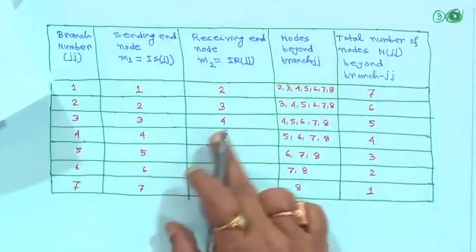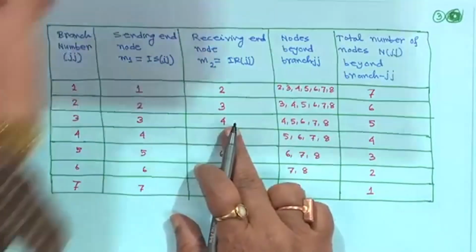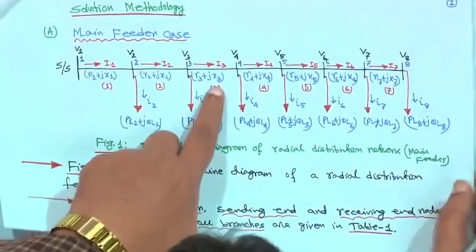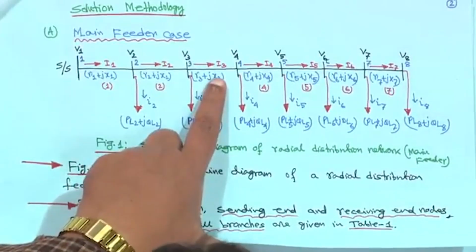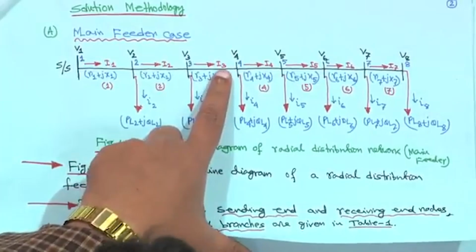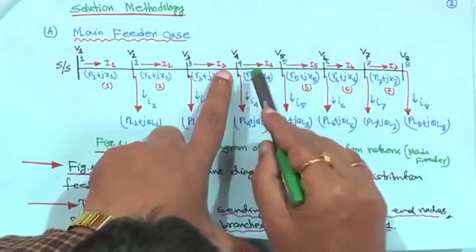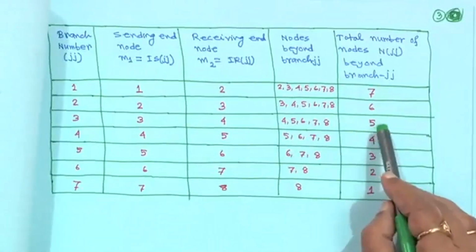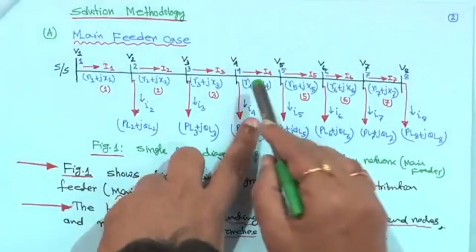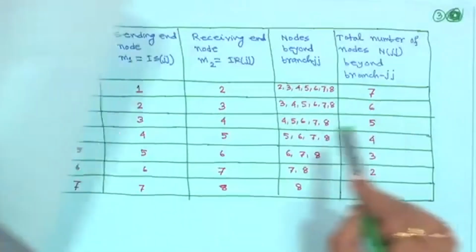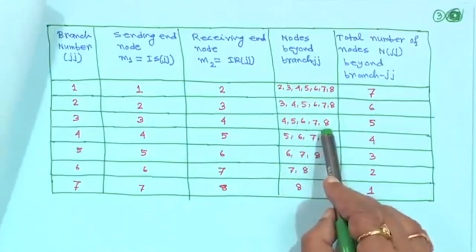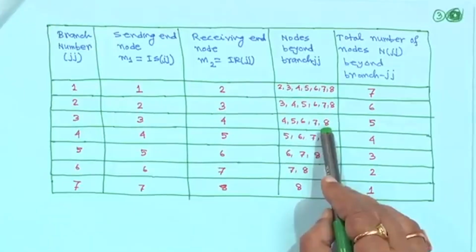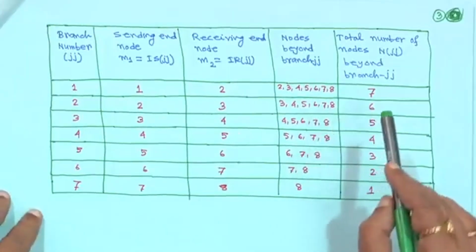So, receiving end node will be 4, and beyond branch 3 how many nodes are there? So, this is beyond branch 3. How many nodes are there? If you look, just count 1 2 3 4 5. So, here it is 5 total nodes, and what are the node numbers? 4 5 6 7 8. So, node numbers are 4 5 6 7 8. This is a main feeder, a simple case. When you take radial branches, things will be different. At that time you will see how simple it is.